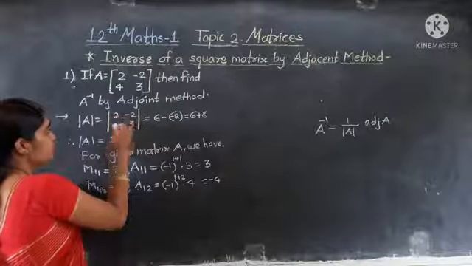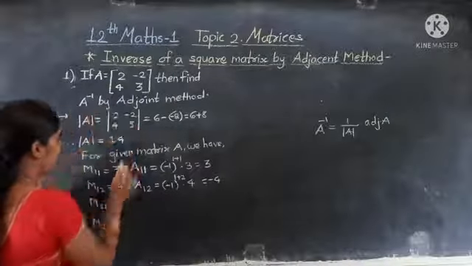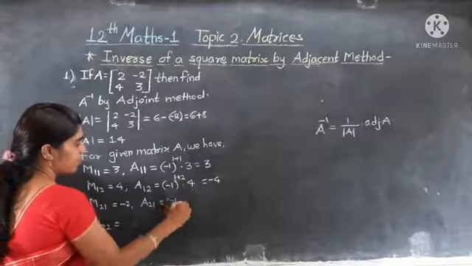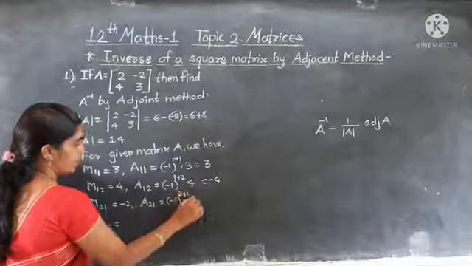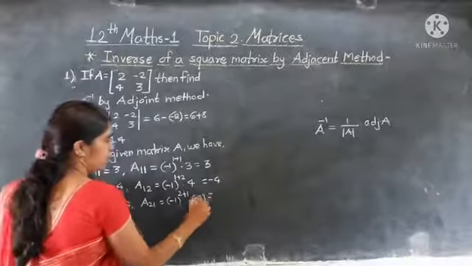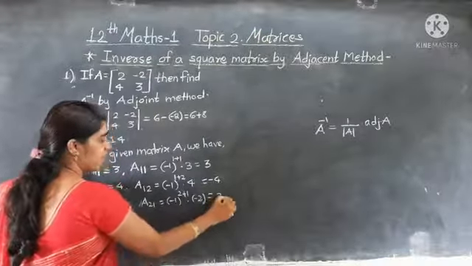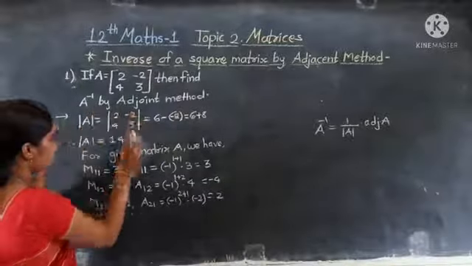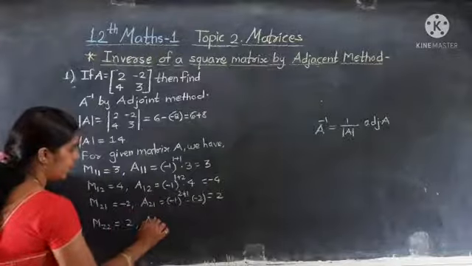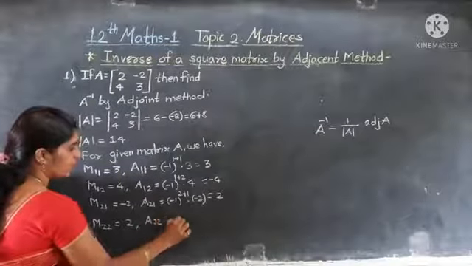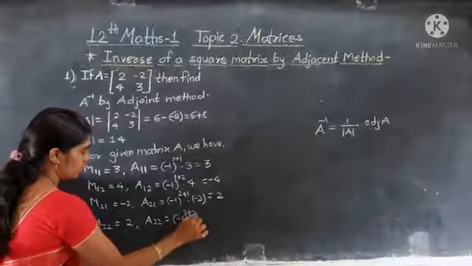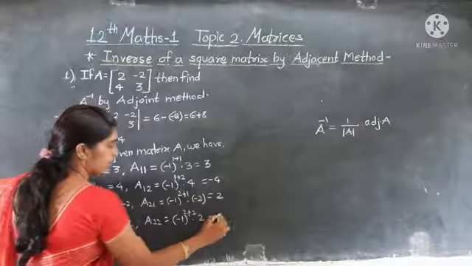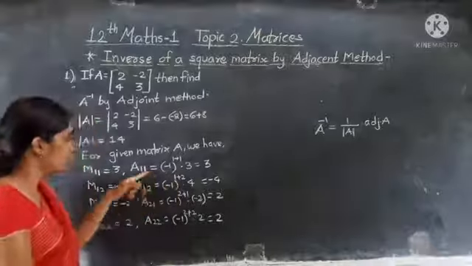M21: you neglect this row and column, you get -2. So A21 is -1 raised to 2 plus 1 into -2. That is, this minus becomes plus. And lastly M22, the minor of this element is 2. A22 is equal to -1 raised to 2 plus 2 into 2. -1 raised to 4 means plus, that is equal to 2. So you get the cofactor.